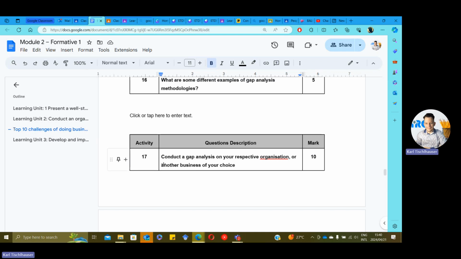Okay. Number 17 says, conduct a gap analysis on your respective organization or another business of your choice. So they want you to do the gap analysis. They want you to complete the tool that you've selected. Okay, I've presented you guys with one that would be easy to do in this question. So just go back and look at the slides and look at the gap analysis tools that I provided you with. There's one in particular that would be great for this question. Okay, but I'm not going to give away any answers. So I hope you figure it out. I hope you find it.